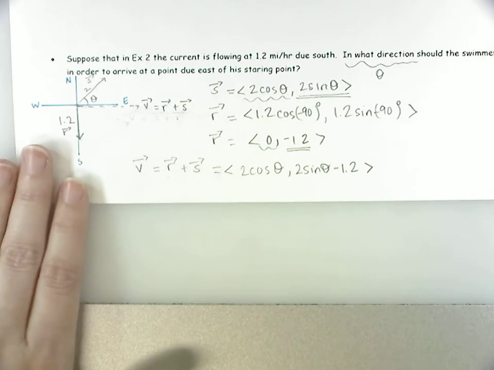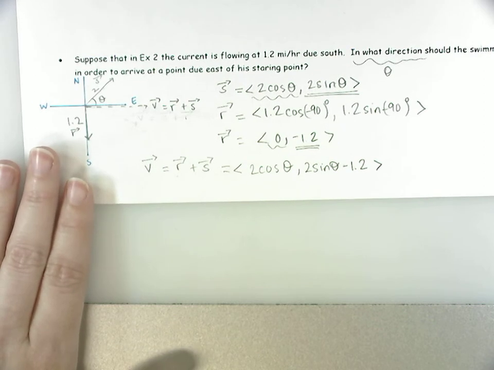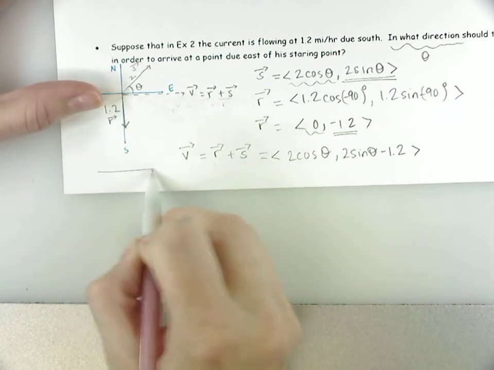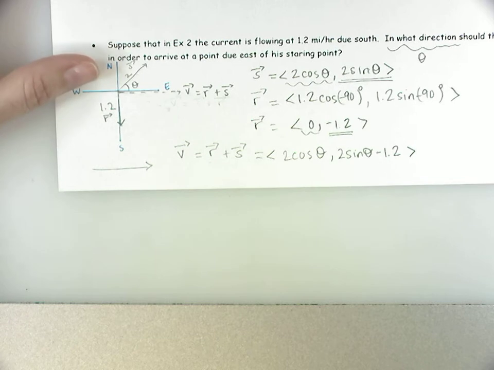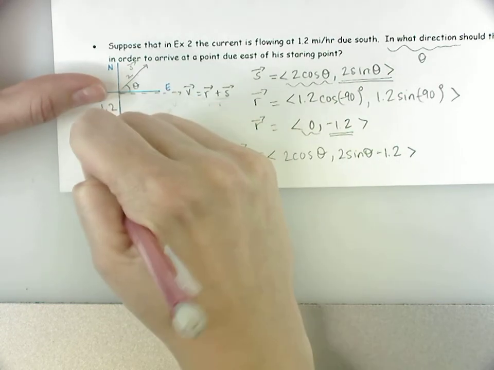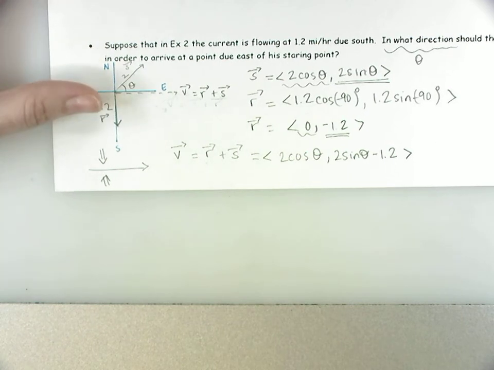And does anybody think they know what the next step is going to be? Okay, you're going to set it equal to what? 0. Okay, so let's talk about how you know what's being set equal to 0. So we want to swim towards the east, okay? If we're swimming towards the east, what types of forces are going to knock us off our path? North and south. So I don't want any forces coming from the north and none coming from the south because then that will knock me off my direction. So what I want to do is I want to make my vertical component 0.